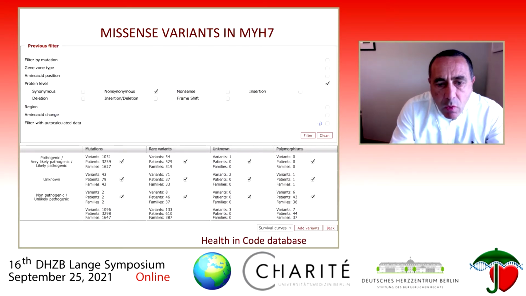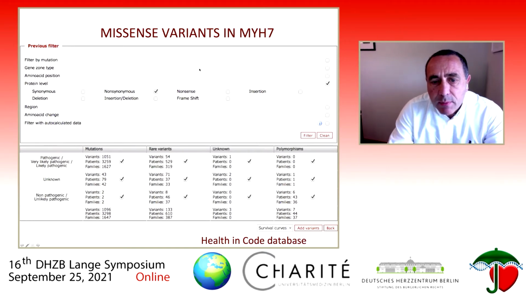So how do we work with this? With the database, we can query the database. And here, for example, we are querying missense variants in beta-myosin. We have non-synonymous variants in this gene. And here we were able at this time to collect likely or very likely variants, rare variants, I mean mutations, in more than 3,000 patients from 1,600 families.